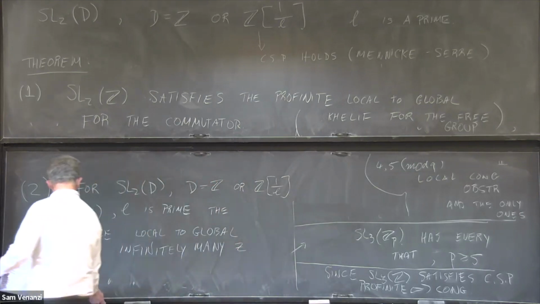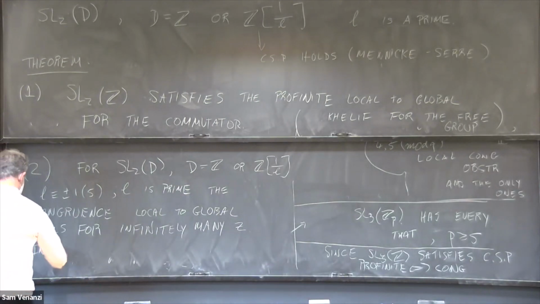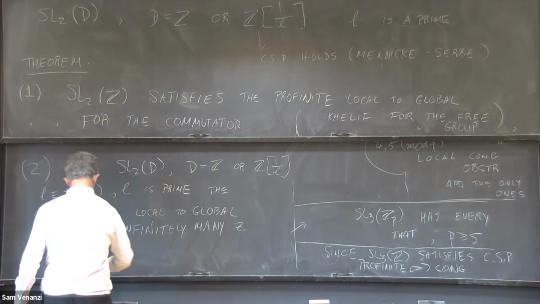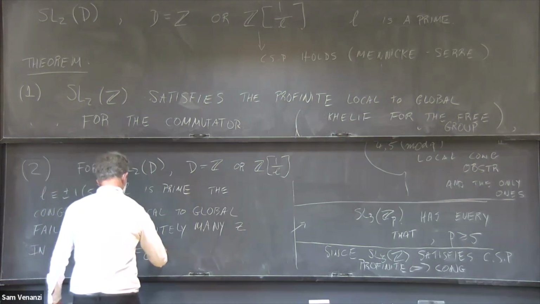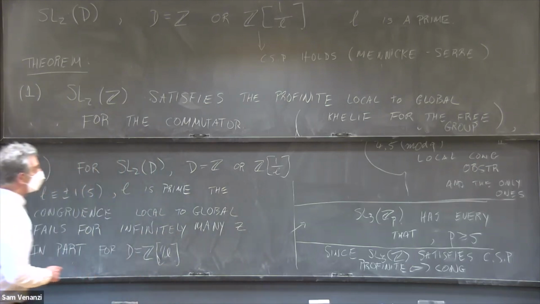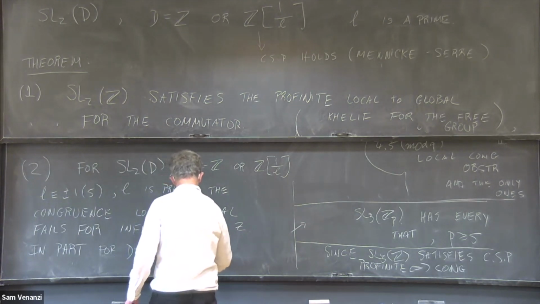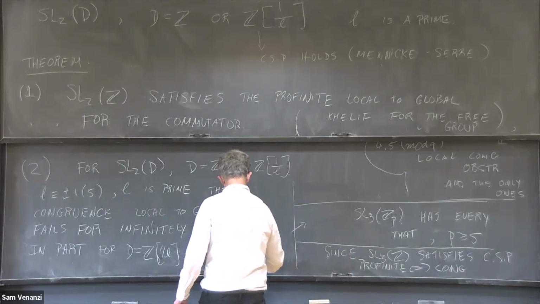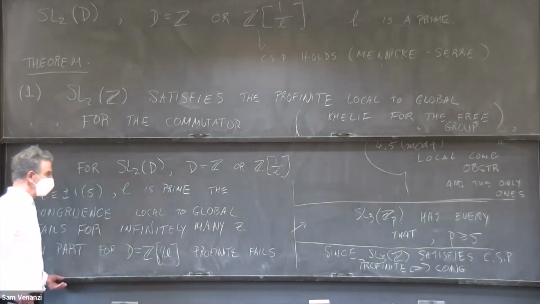So I'm going to give you examples of this. And in particular, it's a congruence subgroup property. It's true in particular for D equals Z[1/L]. For that ring, we have profinite fails commutator, because the profinite is the congruence.